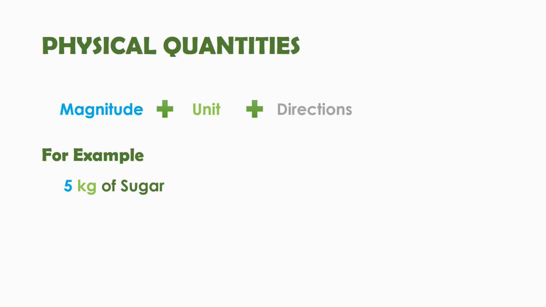Here, 5 and kg are the magnitude and unit, but there is no hint of any direction. In the other example, 15 kilometer towards east, a magnitude and unit are given along with the direction. So when we have such examples, how do we classify which type of physical quantity they are related to?